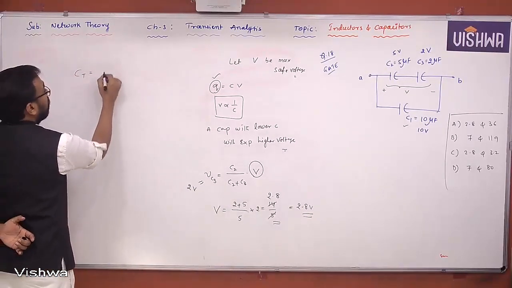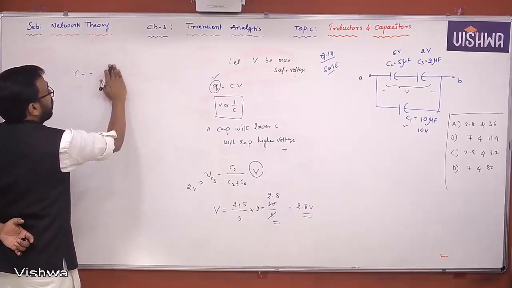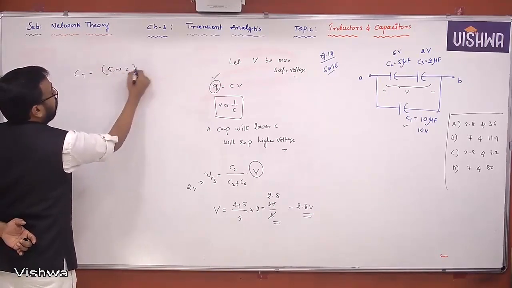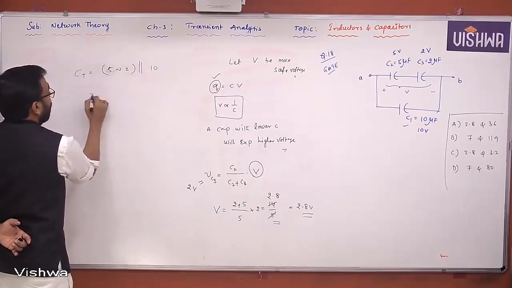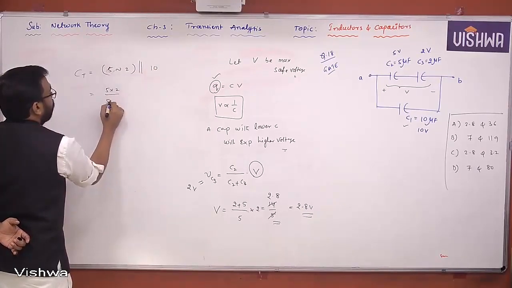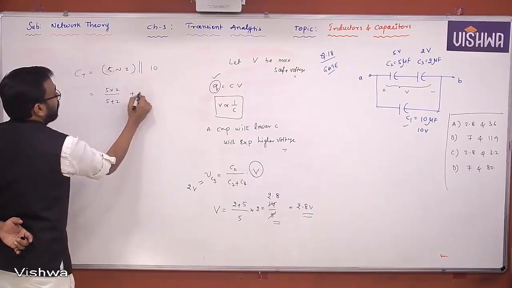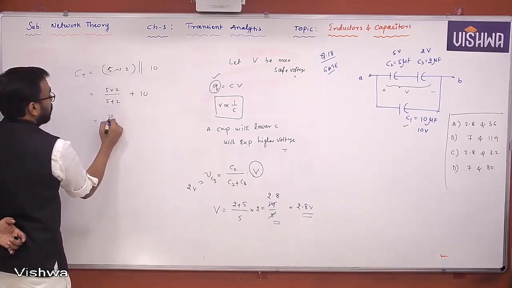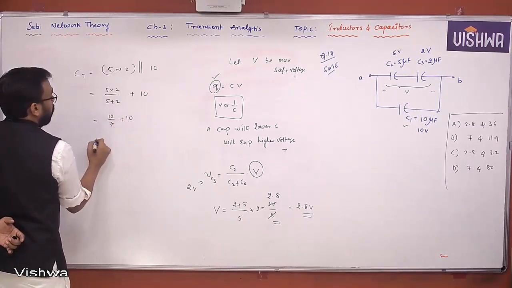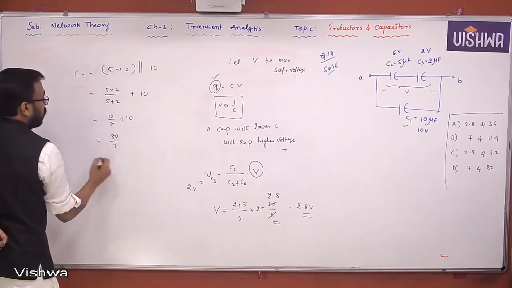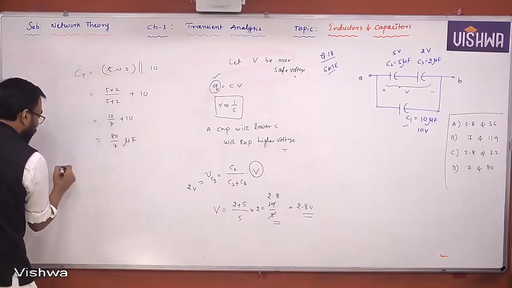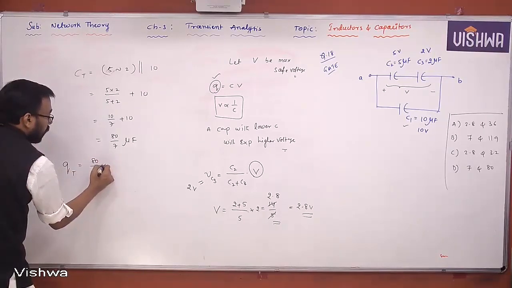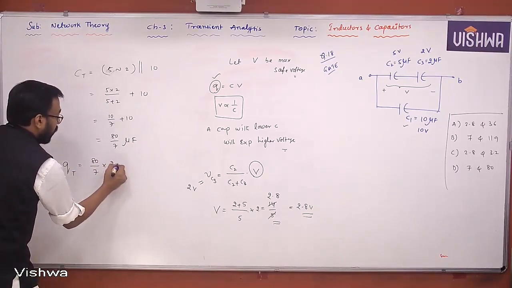What is that here? C2 and C3 are in series. What is that value? 5 in series with 2 and then in parallel with what? 10. So 5 into 2 by 5 plus 2, plus 10, because in a parallel combination you can add the capacitors. So what is this? 10 by 7 plus 10, so 80 by 7. It is microfarad. So QT is nothing but 80 by 7 into 2.8.